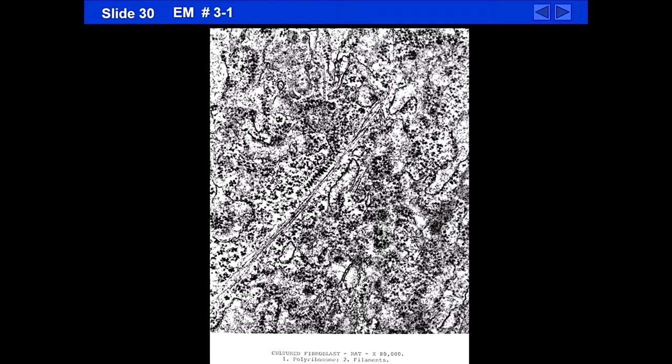Okay, so here we see a high power electron micrograph, and we can see polyribosomes shown here adjacent to microfilaments shown here. If it's a filament, it would be actin. If it's a tubule, it would be tubulin of microtubules. So filament would be actin. Okay, questions?